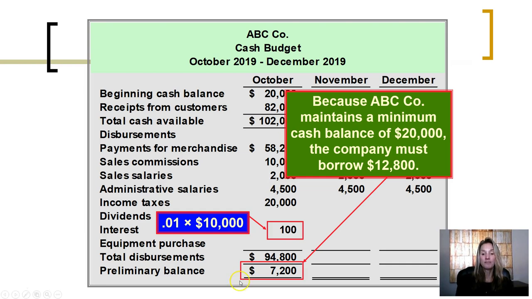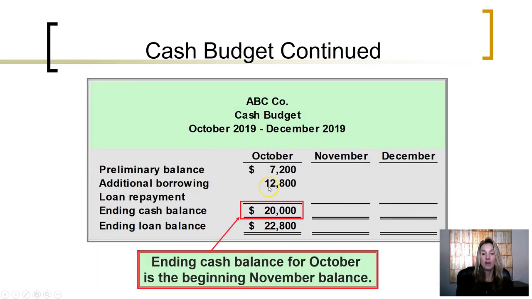But recall, we are required to have a minimum balance of $20,000. That means we need to plan on borrowing another $12,800 during October to ensure we have $20,000 of cash on hand. That brings our loan balance from $10,000 plus $12,800 up to $22,800 by the end of October.